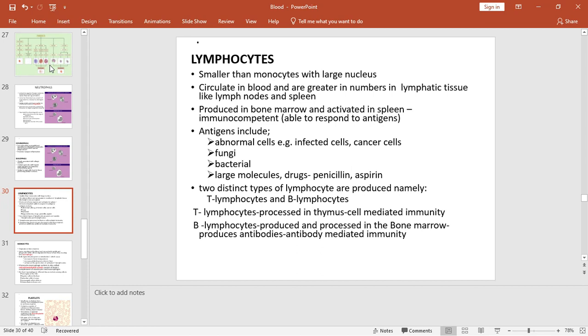Yes, sir. In terms of production, the T lymphocytes will spend some time in the thymus, whilst the B will not. Okay, so the T lymphocytes are processed in the thymus and are responsible for cell-mediated immunity. The B lymphocytes are processed in the bone marrow and will basically be responsible for antibody-mediated immunity.